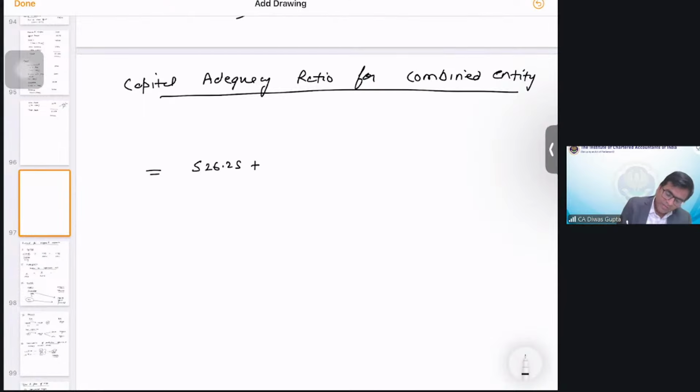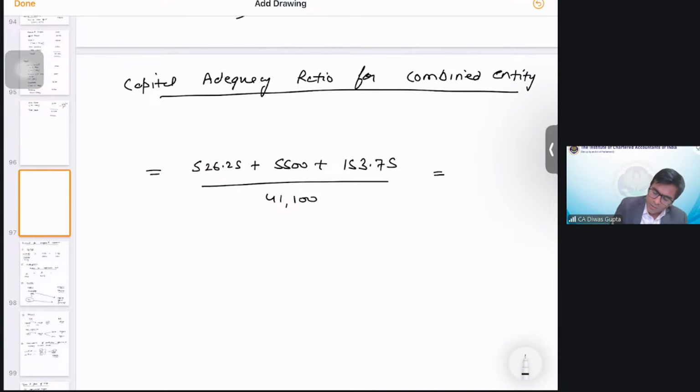526.25 plus 5500 plus 153.75 whole divided by 41,100, right? Which comes out to be 15.04%, right? So this is the capital adequacy ratio for combined entity. Capital adequacy ratio for combined entity is 15.04%.